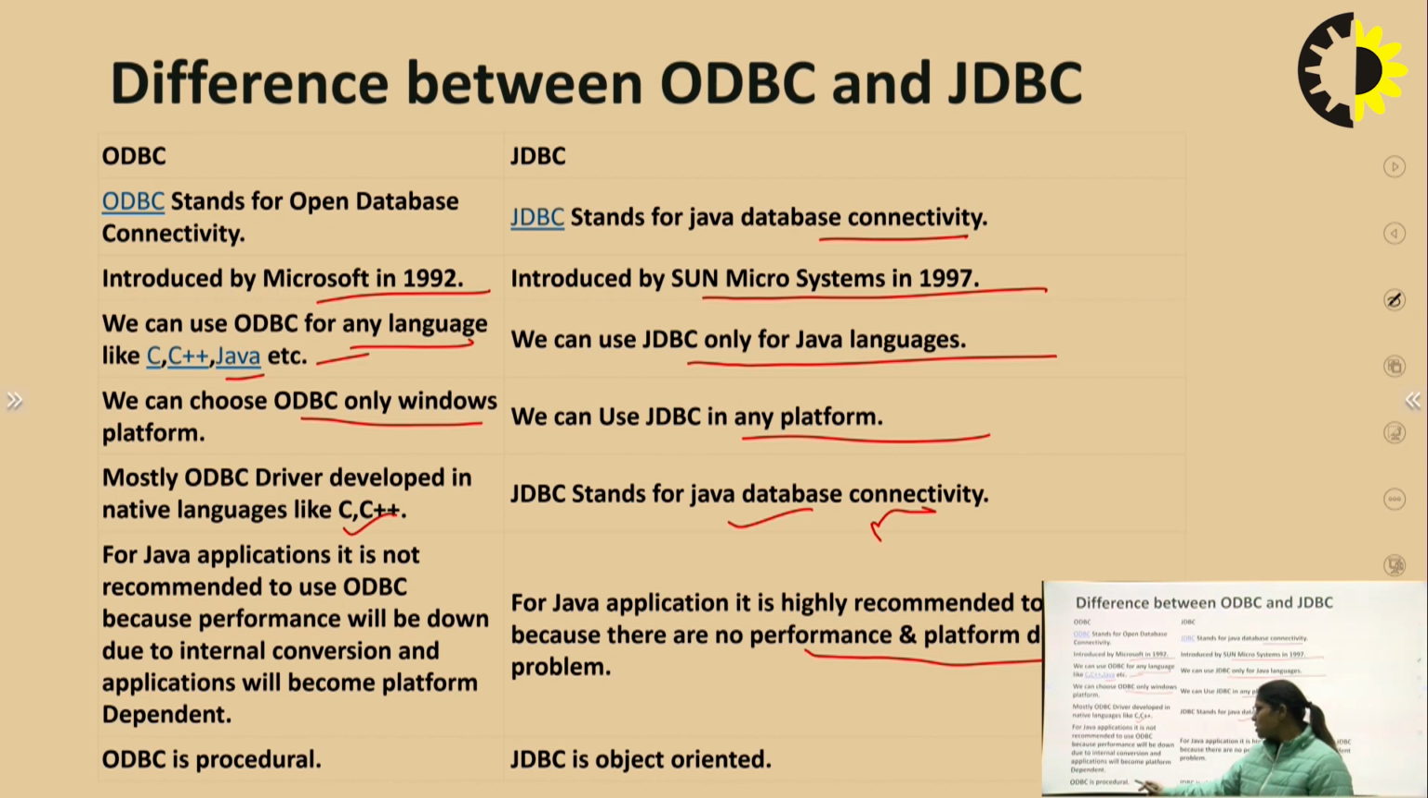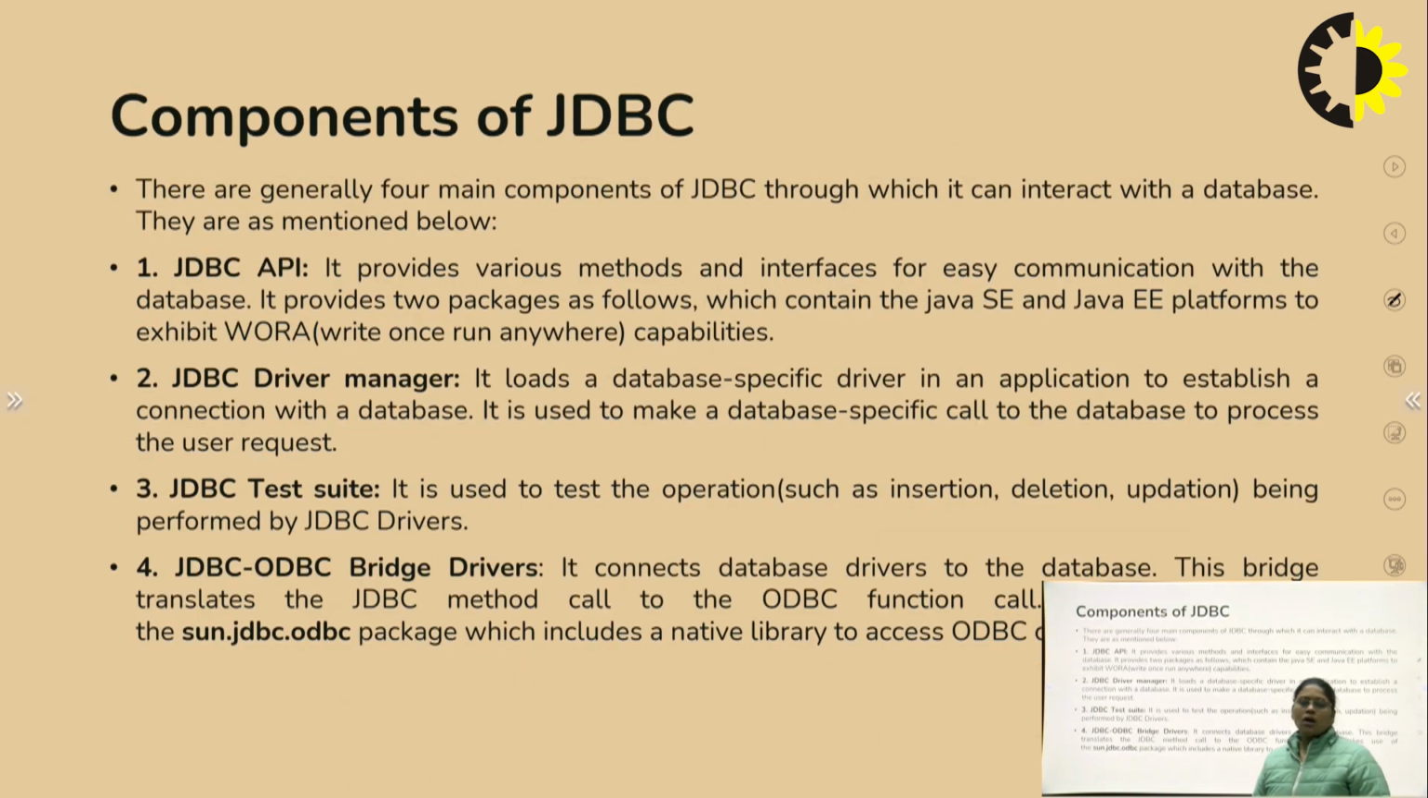It is procedural, and JDBC is object oriented because it is written in Java, and we know that Java supports object oriented programming. Now, what are the components required for JDBC? There are four main components of JDBC which are required when we have to connect a Java application with the database.